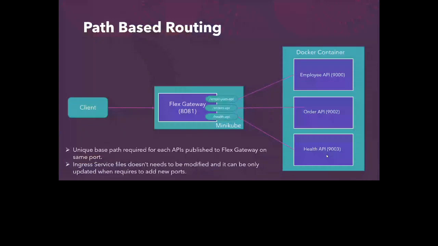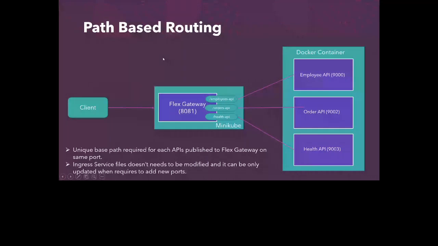Now, with path-based routing, you can publish everything on 8081. If a request comes in and the base path is employee API, it will route the request to the employee API. If the resource path or base path in the request is order API, the request will go to the order API, basically. So here you can deploy everything on 8081, and I feel this is the better approach.